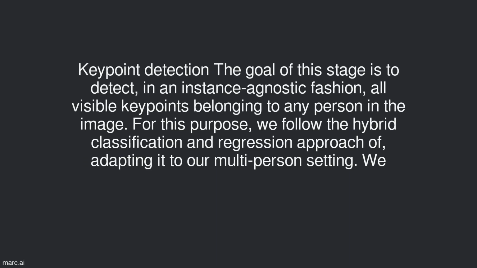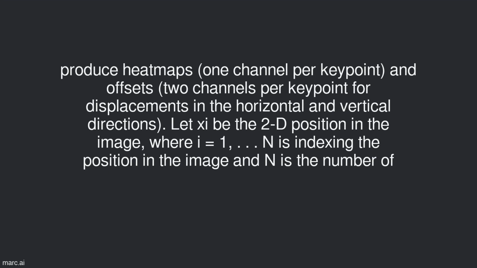The goal of this stage is to detect, in an instance-agnostic fashion, all visible keypoints belonging to any person in the image. For this purpose, we follow the hybrid classification and regression approach of [prior work], adapting it to our multi-person setting. We produce heat maps, 1 channel per keypoint, and offsets, 2 channels per keypoint, for displacements in the horizontal and vertical directions. Let x_i be the 2D position in the image, where i=1,...,N is indexing the position in the image and N is the number of pixels.